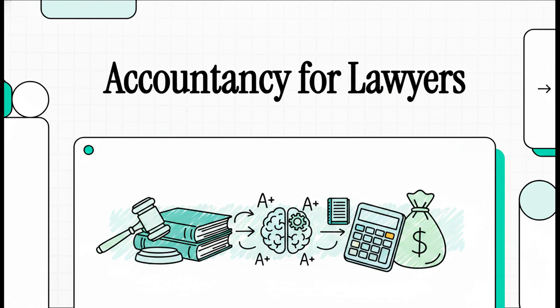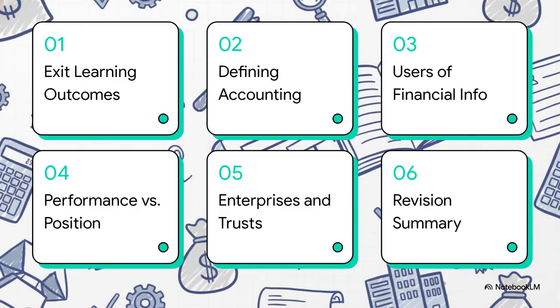So we're treating this just like a premium university lecture to make sure you truly master this crucial subject, complete with practical legal examples and quick mental quizzes along the way. I'll be your lecturer today. Looking at our agenda, we're going to hit the exit learning outcomes, define accounting, look at the users of financial information, compare performance versus position, touch on business enterprises and trusts, and then wrap it all up with a revision summary. Let's get right into it.